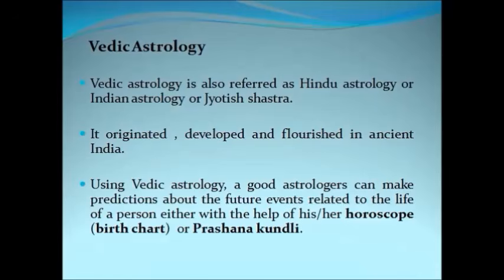Vedic astrology is also referred to as Hindu astrology, Indian astrology, or Jyotish Shastra. It originated, developed, and flourished in India. It is the result of the hard work of our great rishis. A good astrologer can predict the events which will take place in the life of a person either by reading his horoscope or with the help of Prashna Kundli. First, we shall discuss in detail how to read a horoscope.